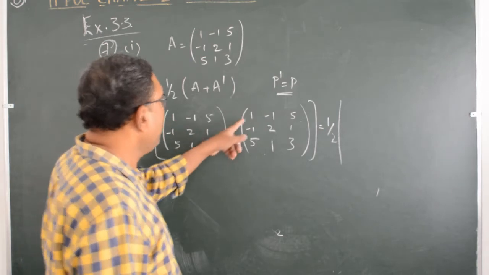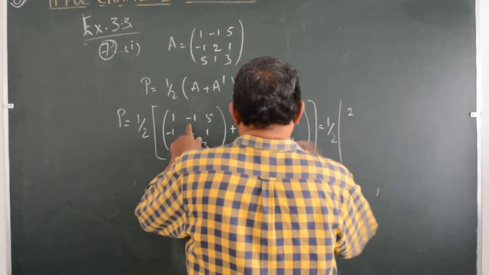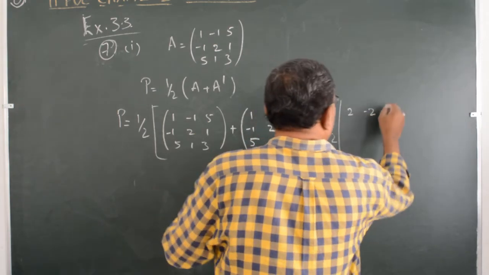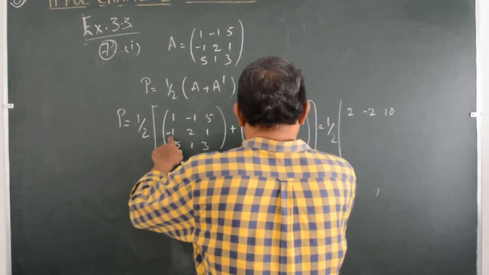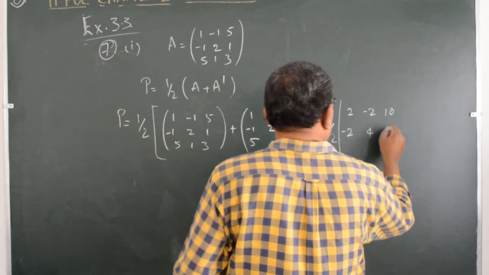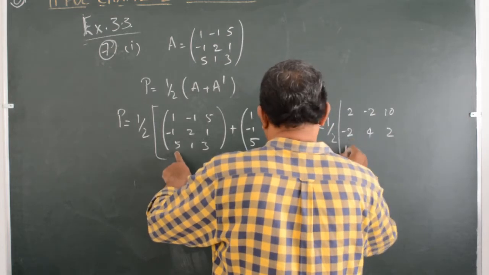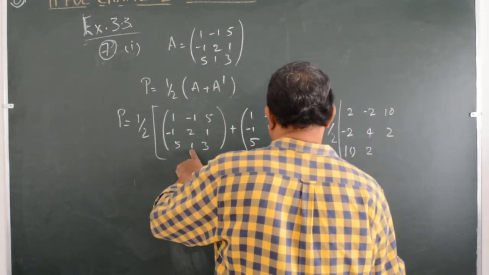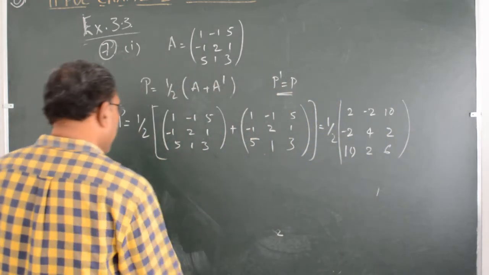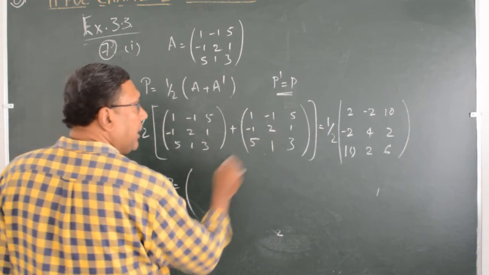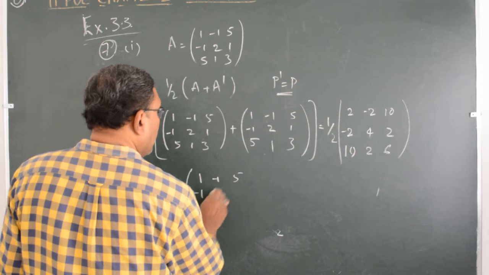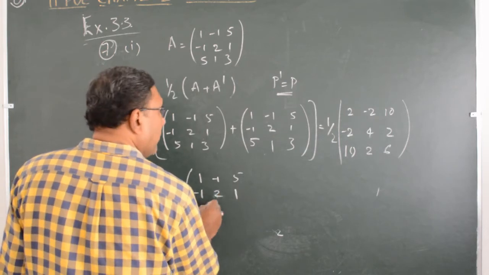1 plus 1 is 2, minus 1 plus minus 1 is minus 2, 5 plus 5 is 10, minus 1 plus minus 1 is minus 2, 2 plus 2 is 4, 1 plus 1 is 2, 5 plus 5 is 10, 1 plus 1 is 2, and 3 plus 3 is 6. I will take half inside. If I take half inside, my P will be 1, minus 1, 5, minus 1, 2, 1, 5, 1, 3.